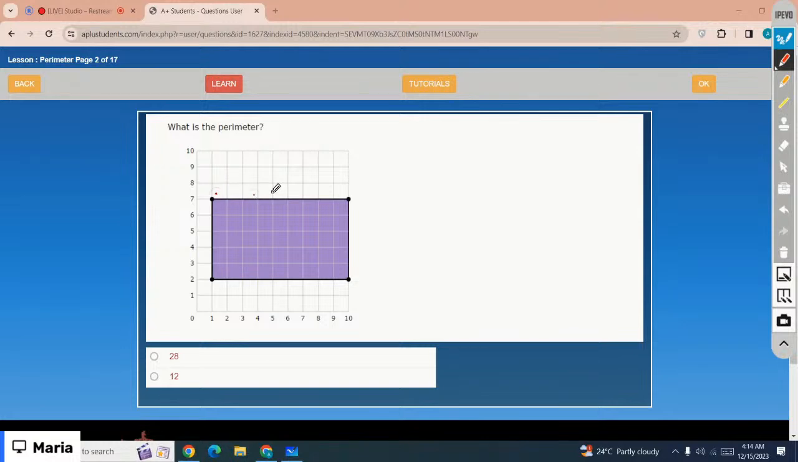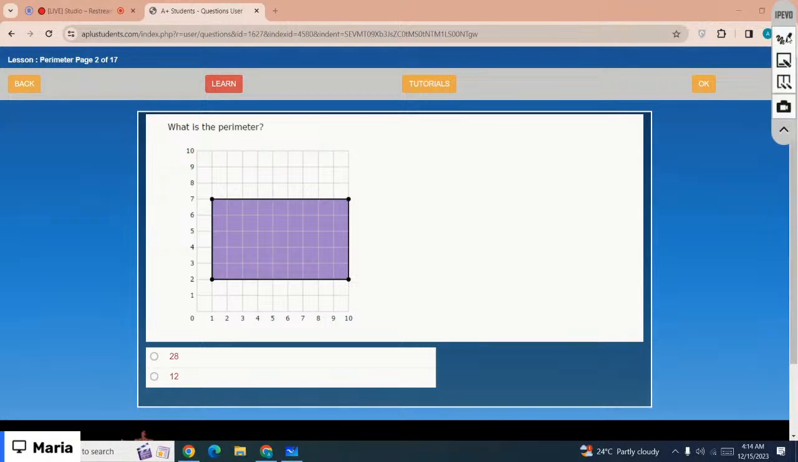1, 2, 3, 4, 5, 6, 7, 8, 9. This one is also 9, right? Then 1, 2, 3, 4, 5. So just add all the side lengths, right? Yes, that is 28. 9 plus 9 plus 5 plus 5, because 9 plus 9 is 18 and 18 plus 10 is 28. So the perimeter is 28. Got it? The correct option is 28.